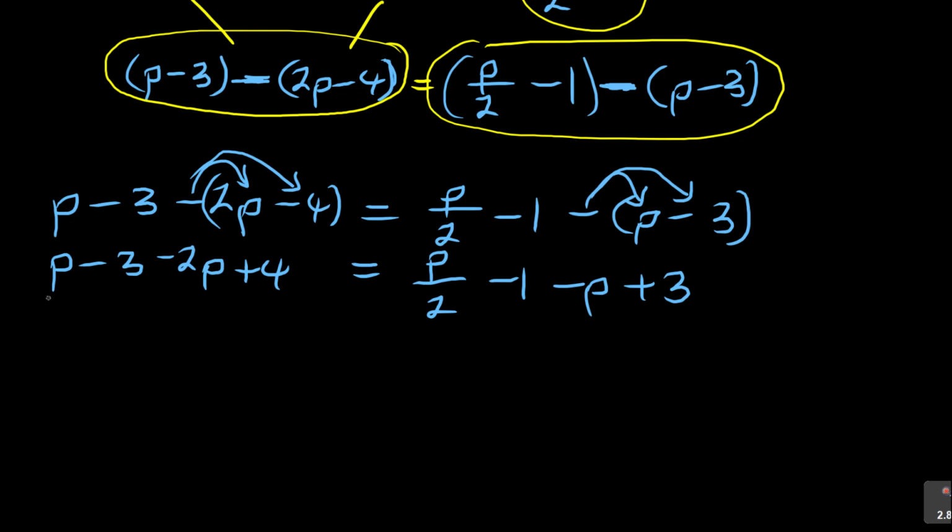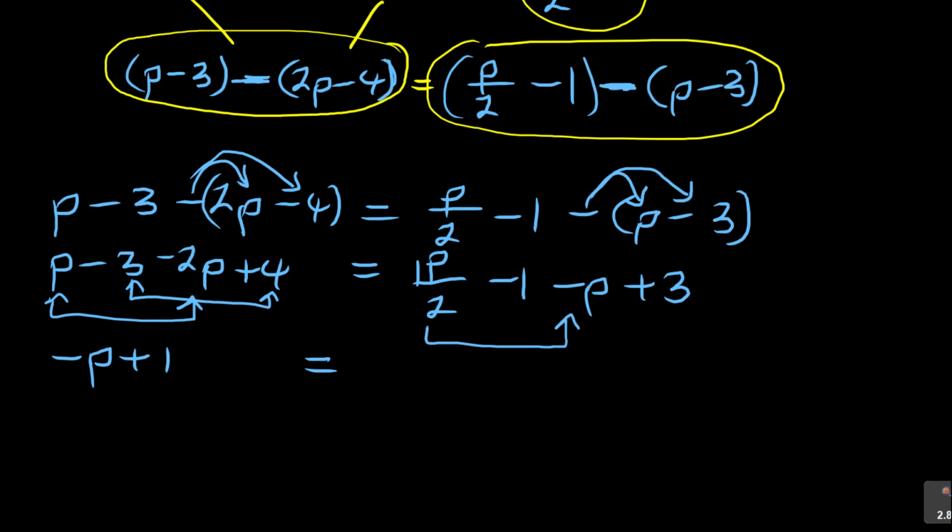P minus 2p, collect like terms: p minus 2p is minus p, and the numbers, minus 3 plus 4, which is plus 1, is equal to... same thing here, this is like half p minus p, which is negative p over 2. You can use a calculator. And then that one there, what do you have? Minus 1 plus 3, which is plus 2.